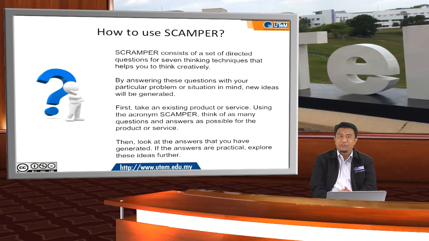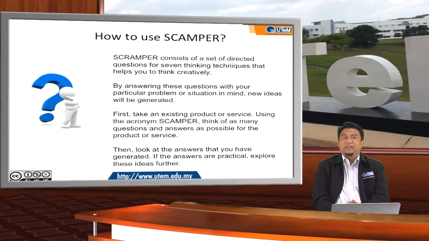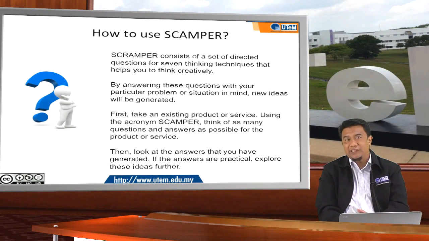Now, how do we use SCAMPER? SCAMPER consists of a set of directed questions for 7 thinking techniques that help you to think creatively. By answering these questions with your particular problem or situation in mind, new ideas will be generated.